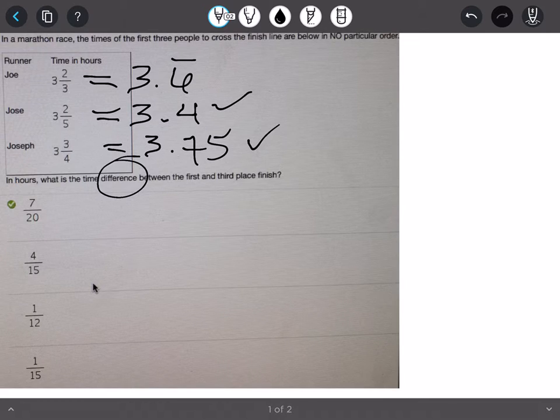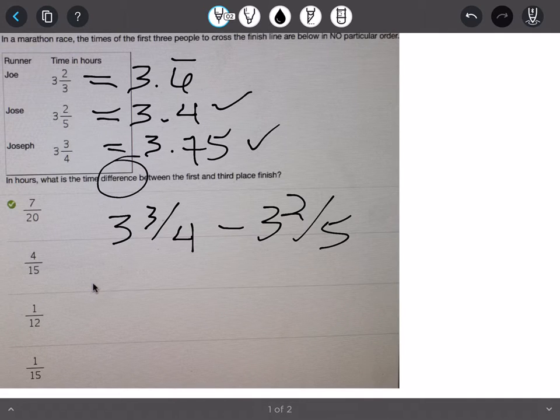The problem that you have here is that the answers are all in fractions, so you need to perform the operation using the mixed numbers, not the decimals. So let's go ahead and do that. Let's subtract 3 and 2/5 from 3 and 3/4. So the whole parts are gone, so all you have to figure out is what 3/4 minus 2/5 is.